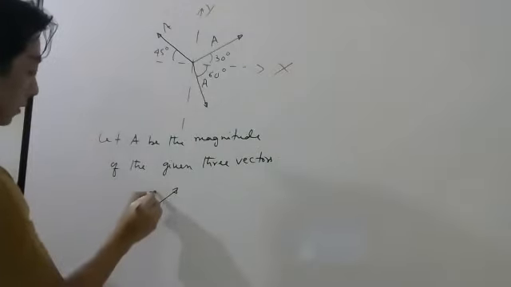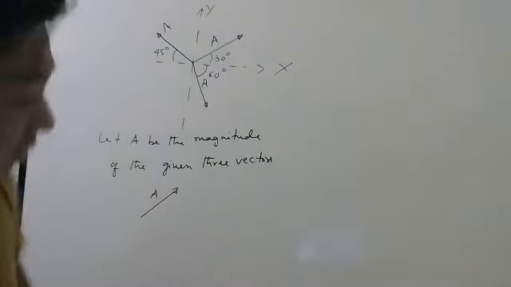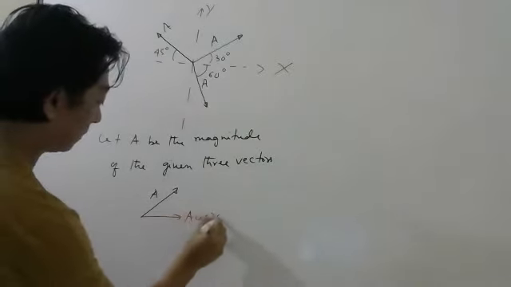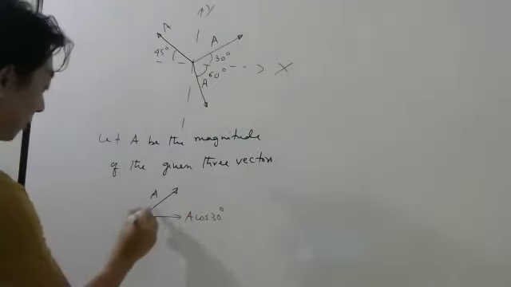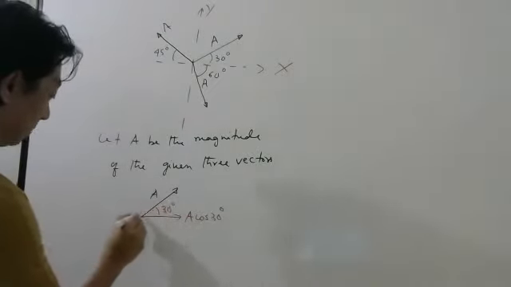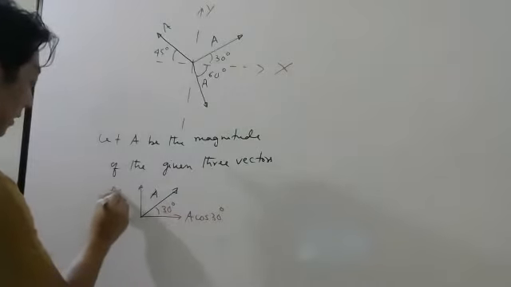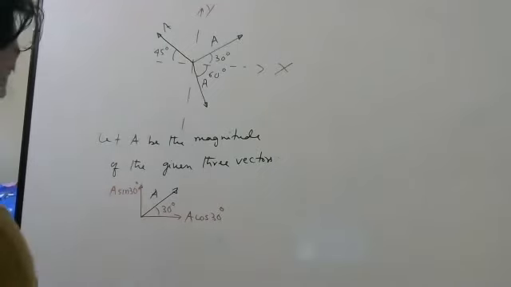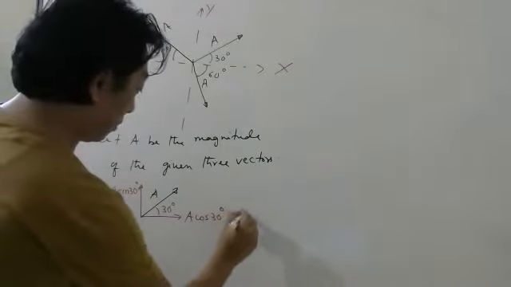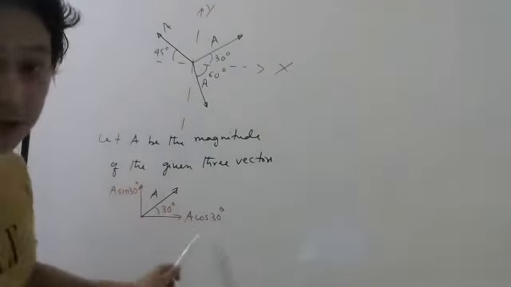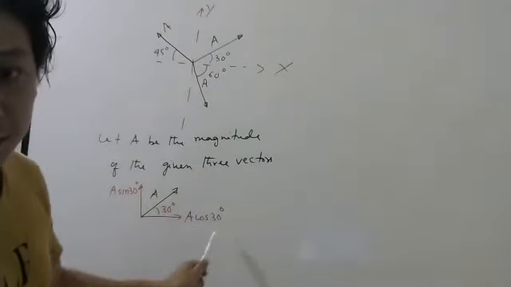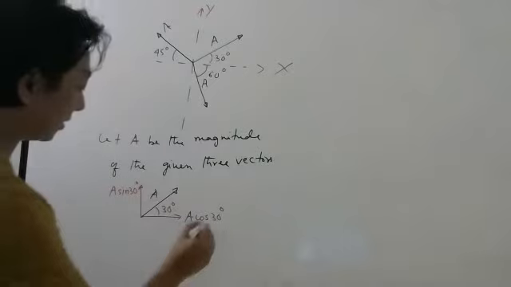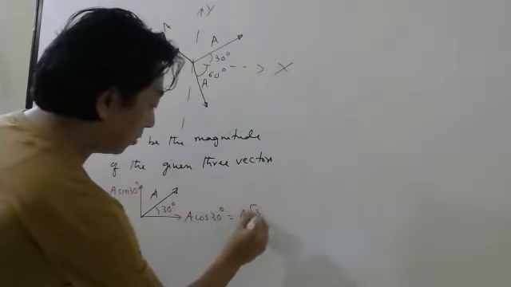vector. This is A. Let me write the components with red color. So this is A cos 30, right? And this is 30 degree now. And this will be A sin 30. Right? Okay, so the x component will be A root 3 by 2. Shall I write here only, or separately? Okay, I'll write here only. It will be boring to write separately. So this will be A root 3 by 2.